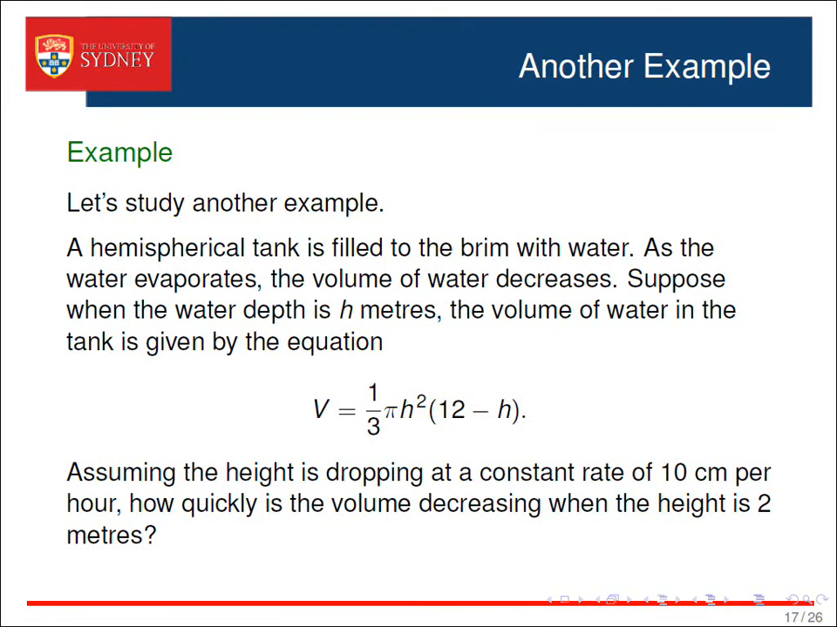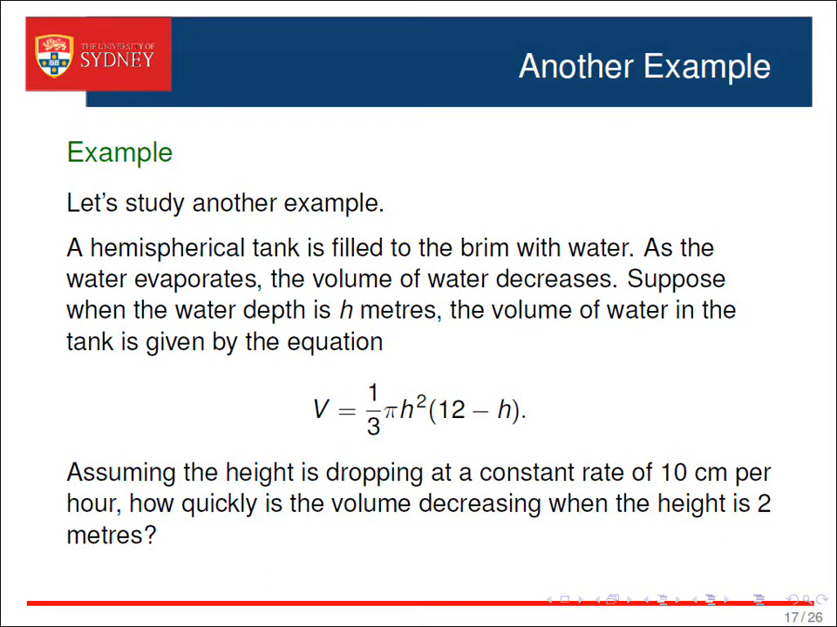Let's study another example. Suppose we have an open hemispherical tank that's filled to the brim with water. As the water evaporates in the sun, its volume goes down. Now suppose when the water depth is h meters, the volume of water in the tank is given by the following equation.